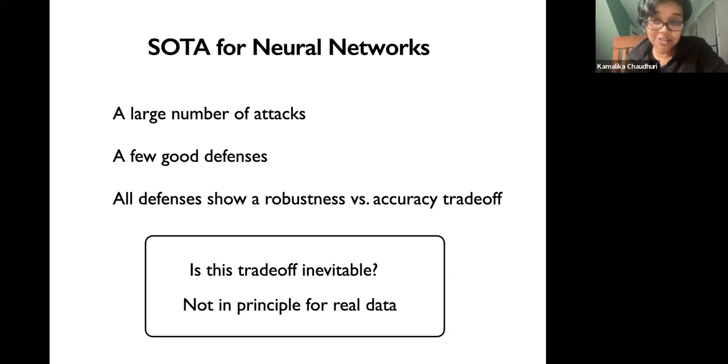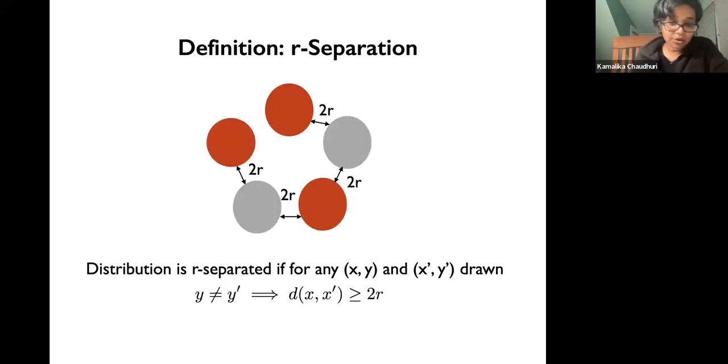And what I'm going to argue today is that that is not true in principle, at least for real data, okay? So what do I mean by this? Let's start out with a definition. We say that a data distribution is r-separated if for any two points x, y and x prime, y prime drawn from it, if y is not equal to y prime, then x and x prime are more than distance twice r apart, right?